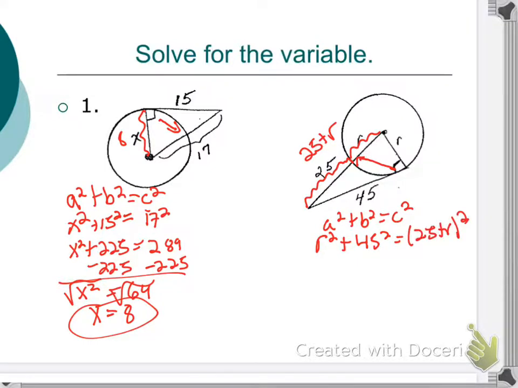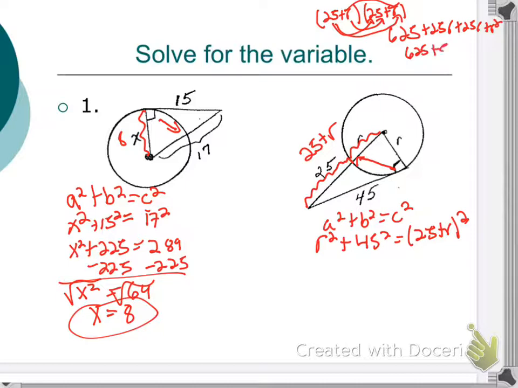You guys could have written that as r plus 25 squared. That's probably what I would do. I'm going to do that work up here, just so I have some space. 25 plus r squared is the same thing as 25 plus r times 25 plus r. We're going to distribute, so we end up with 625 plus 25r plus 25r plus, last one, r squared. You end up with 625 plus 50r plus r squared.